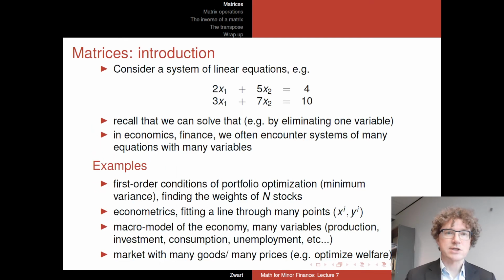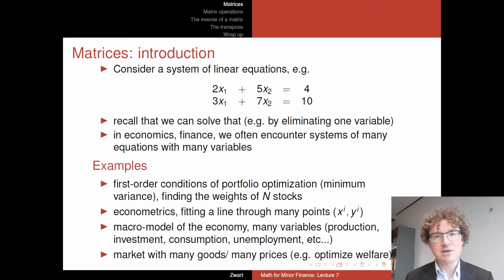So what are matrices? To introduce those, let's consider once again a system of linear equations. Here you have 2x1 plus 5x2 equals 4 and 3x1 plus 7x2 equals 10. We've encountered that. This is called a system of two linear equations. Linear because the two variables, the x1 and the x2 that we want to solve, occur in a linear fashion in either equation. So no squares or x1 times x2 parts in these equations.